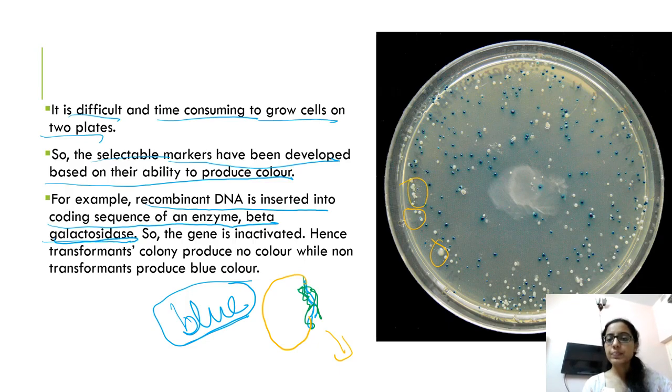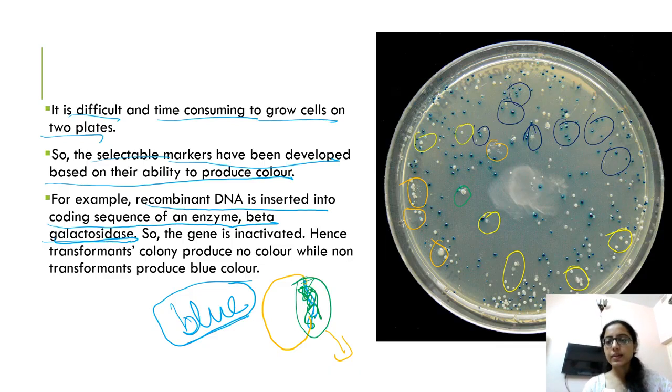When we grow them on media, these blue ones are non-transformants, because in them the beta-galactosidase gene is still there. If transformant, we have entered the gene of interest at the beta-galactosidase gene site. That means these white colonies have our gene of interest. Colorless, or you can say white colonies. This growth of cells is called colonies. These white colonies are our transformants, and we will select these.